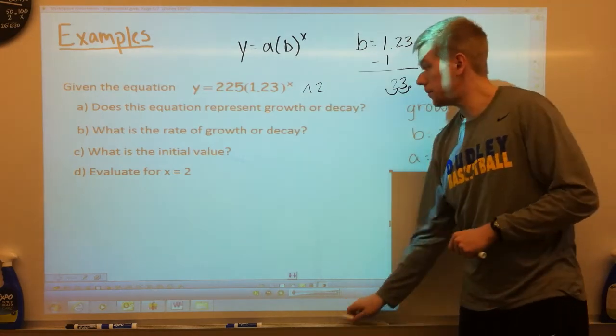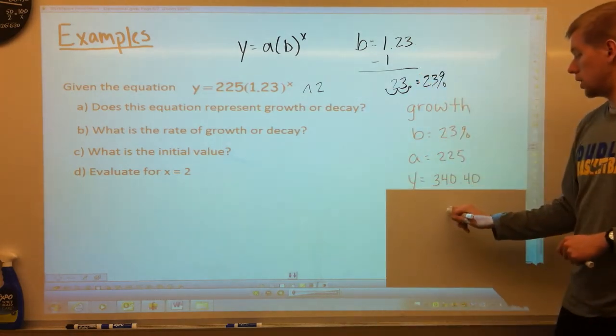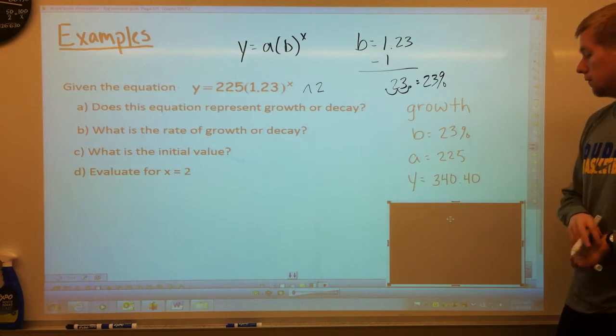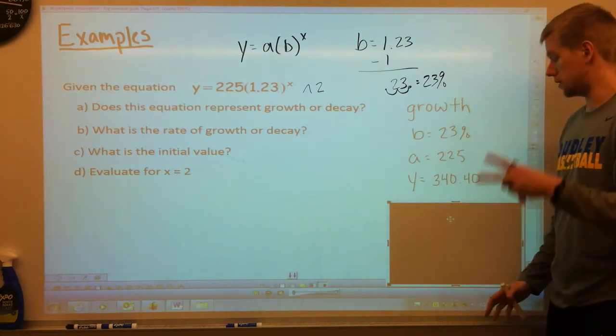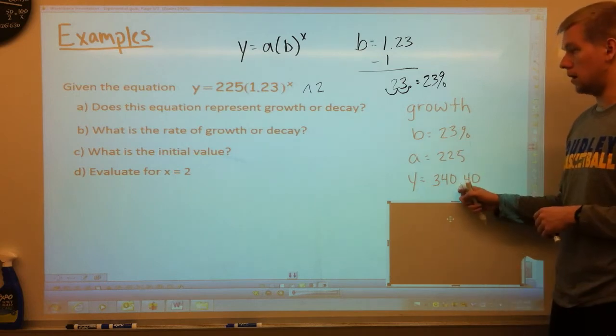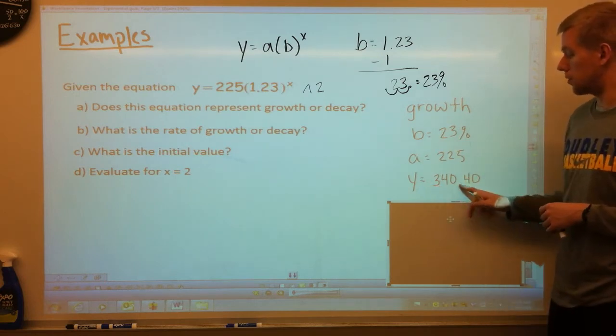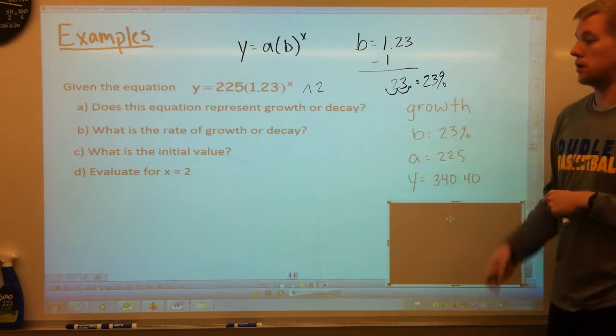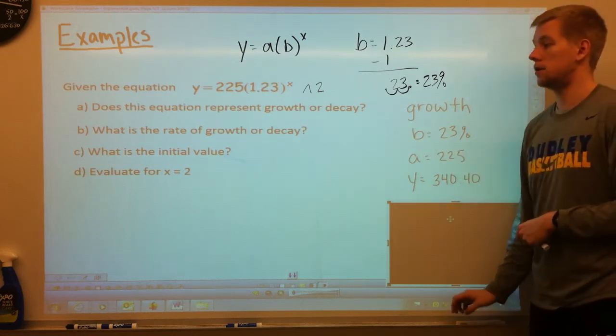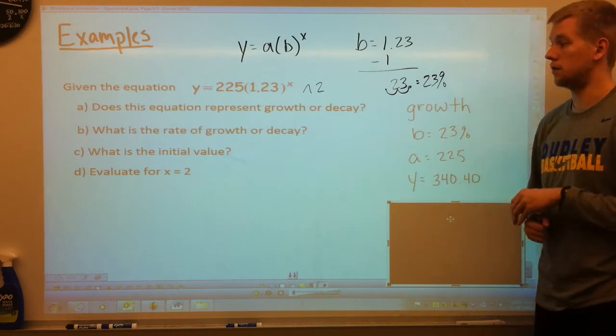When you do that, you should get y equal to 340.40. We'll round to the nearest hundredth, 2 decimal places behind the decimal. So we got 340.40. That is all the parts, kind of the basics of exponential functions. Stuff that they're going to ask you on the EOC.